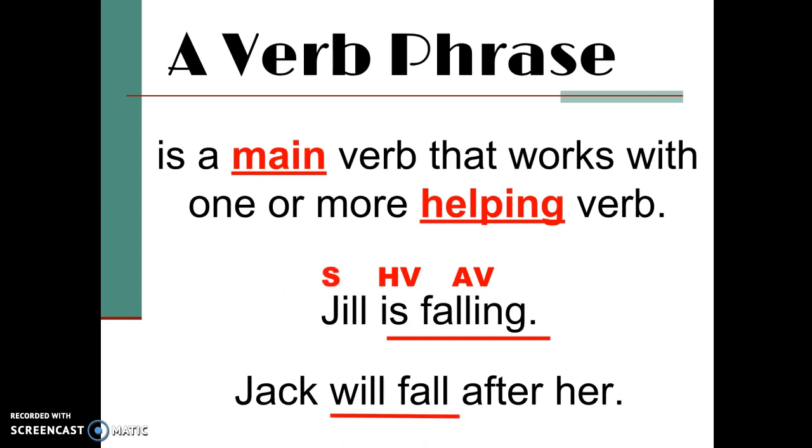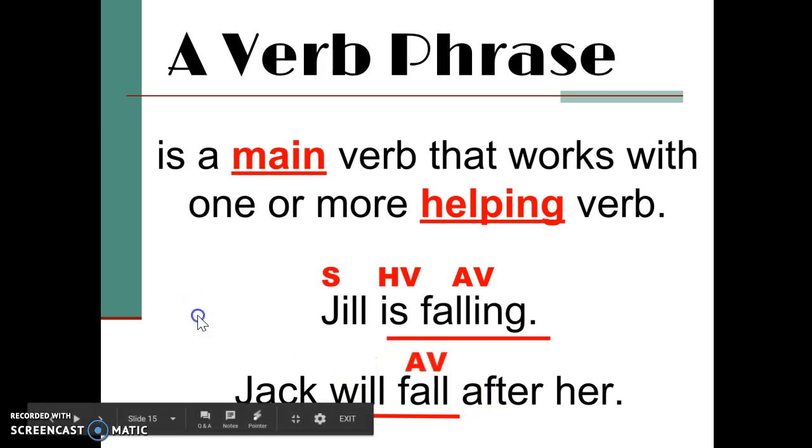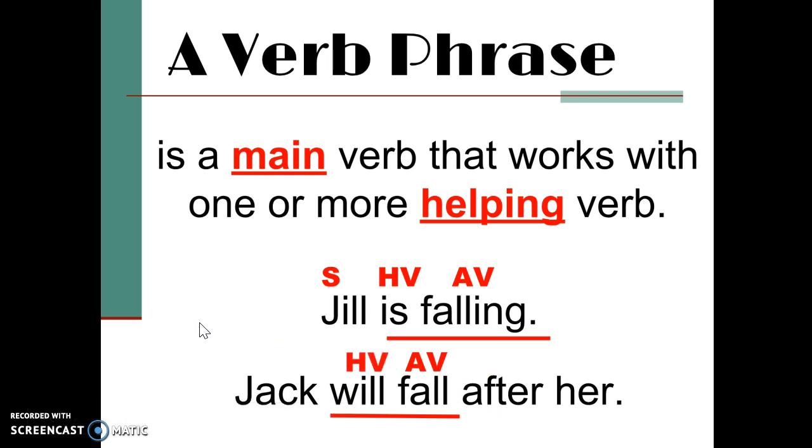In the next case, we see will fall. Fall is the action verb. Will helps it along. It wouldn't make sense to say Jack fall after her. Jack will fall after her. It changes the form of that verb. And the subject is Jack.